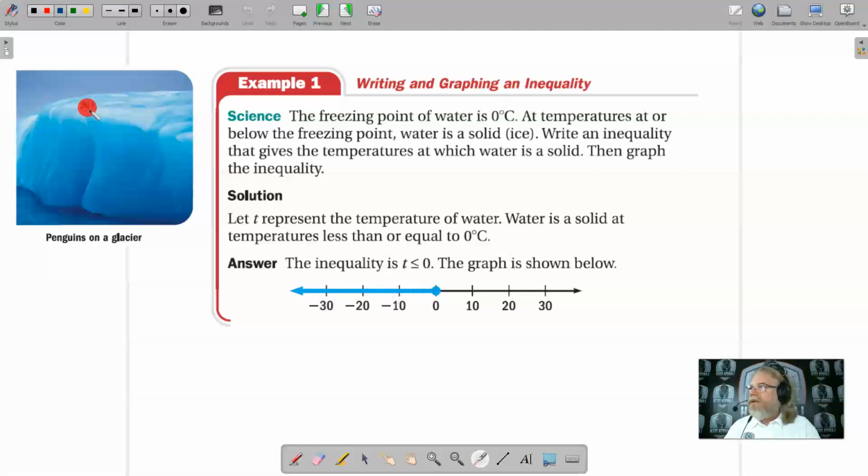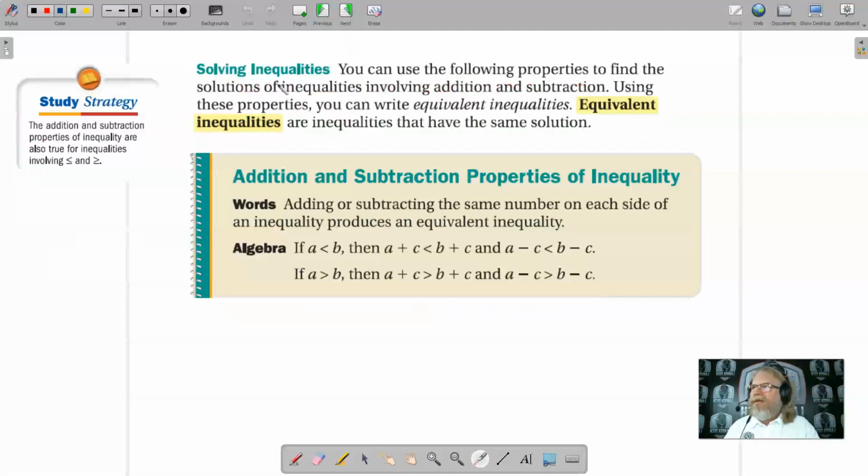Here we have some penguins on a glacier. That's nice. So, solving inequalities. We're going to find that solving inequalities is a lot like solving equalities. You can use the following properties to find the solutions of inequalities involving addition and subtraction. Using these properties, you can write equivalent inequalities. Equivalent inequalities are inequalities that have the same solution.